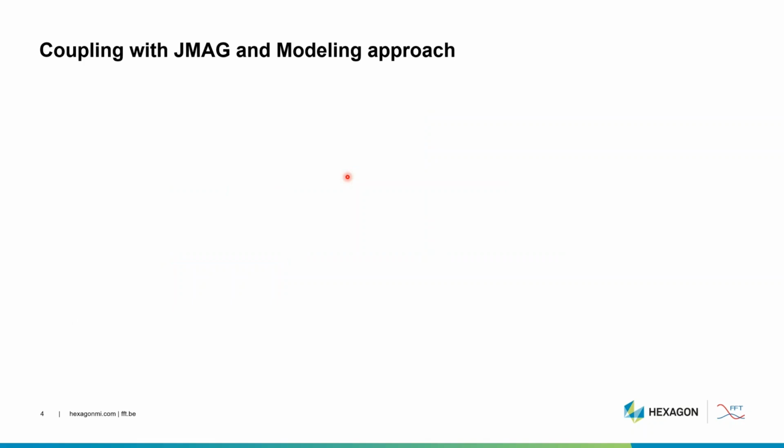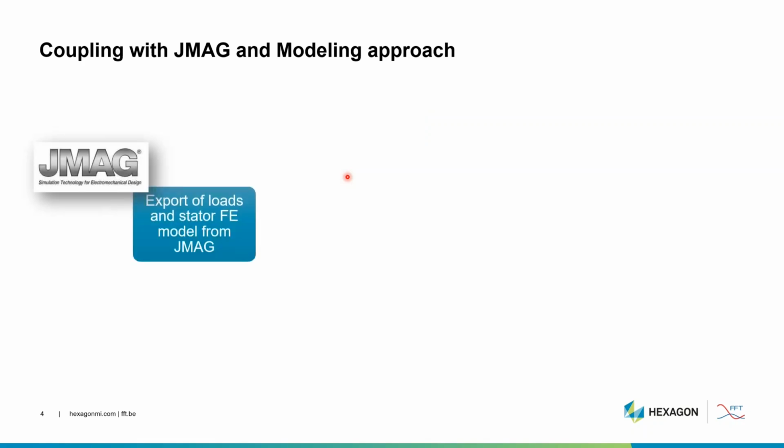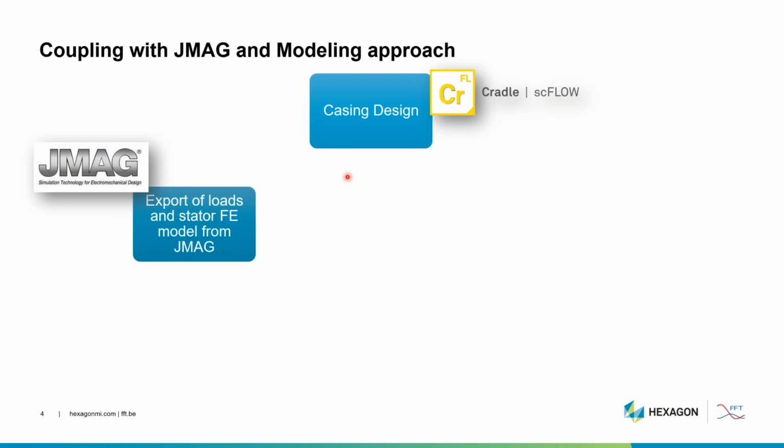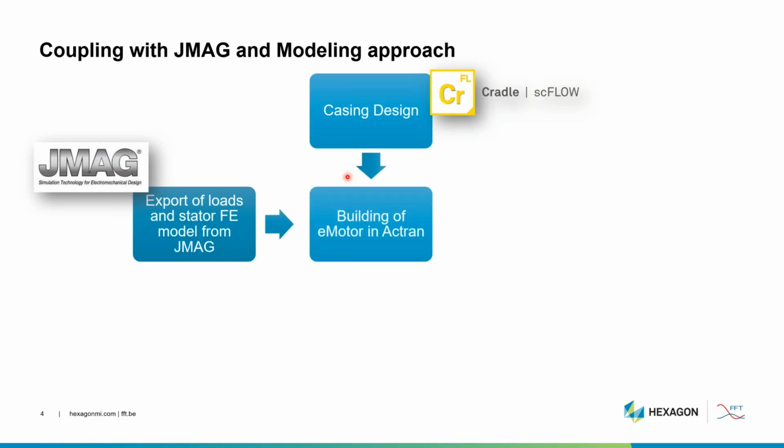So how do we couple JMAG with Actran? Well, we have seen that JMAG can export different types of information following an electromagnetic simulation, and in particular, it can export the electromagnetic loads that are applied on the stator, together with a finite element model of the stator. So we will start from this input and combine it with the casing design. We have seen that Maxime was playing around with the design of the casing, and we can also use this information. Those two pieces of information will be used to build our e-motor model within Actran.